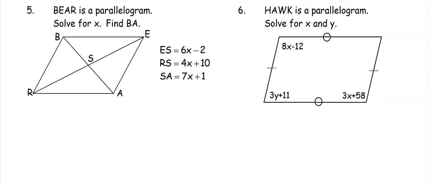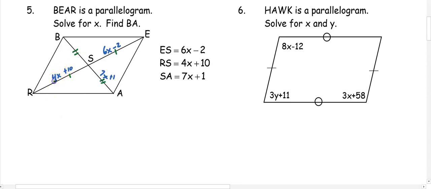Number 5, BEAR is a parallelogram. So solve for x and then find BA. So we know that ES is 6x minus 2, SA is 7x plus 1, and RS is 4x plus 10. So remember, in a parallelogram, the diagonals bisect each other. So they have no relationship from one diagonal to the other. We just know they bisect each other.